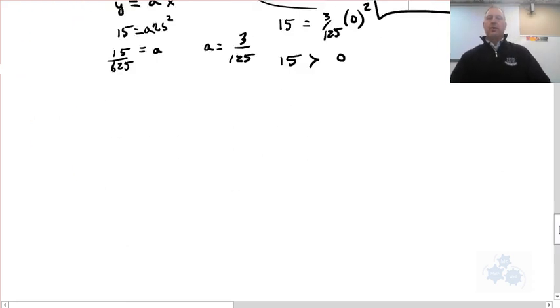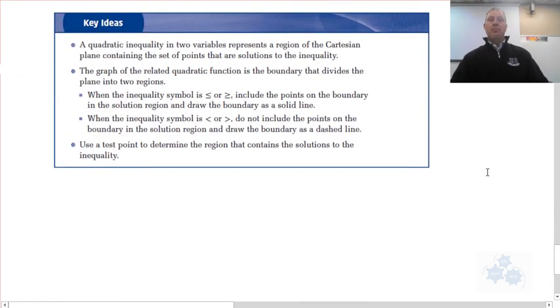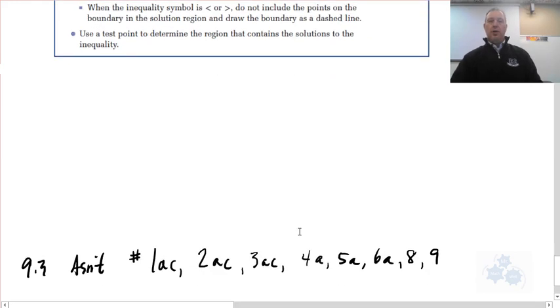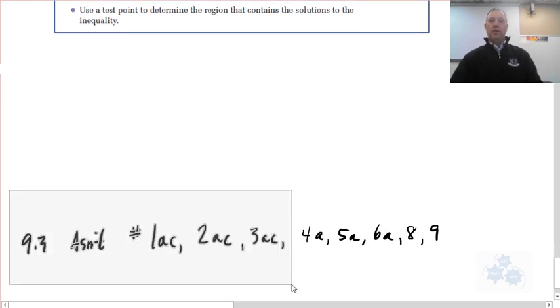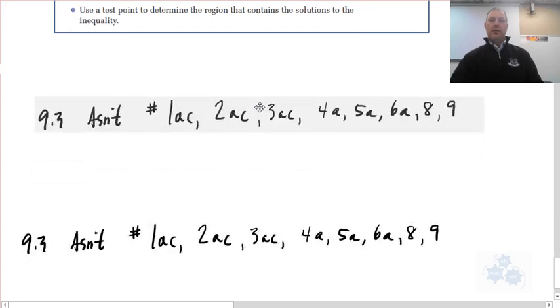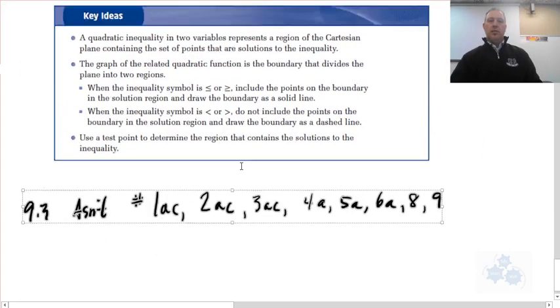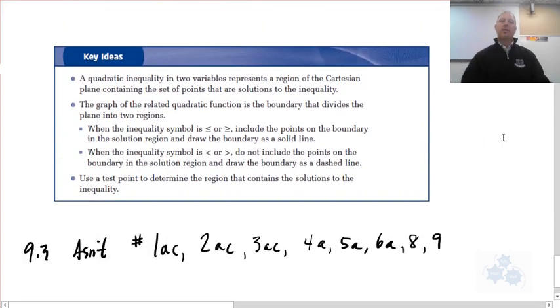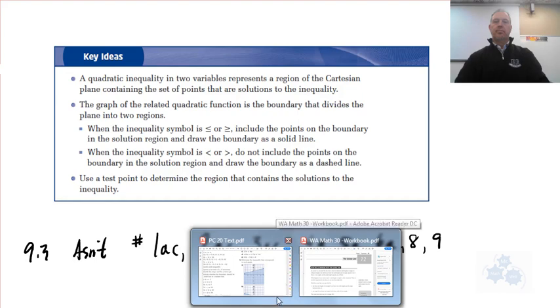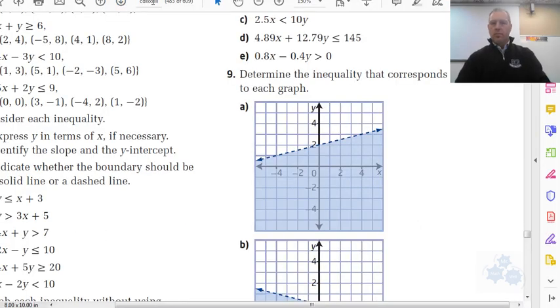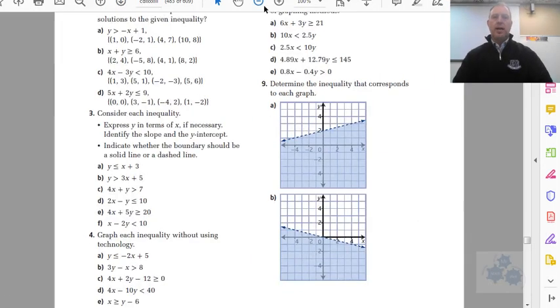All right, so that wraps up our lesson for today. Please look through the key ideas right here. Take a moment to read through those. And your assignment is here below. 9.3, this is your assignment: 1AC, 2AC, 3AC, 4A, 5A, 6A, 8, and 9. I'll just show you that in the textbook here.